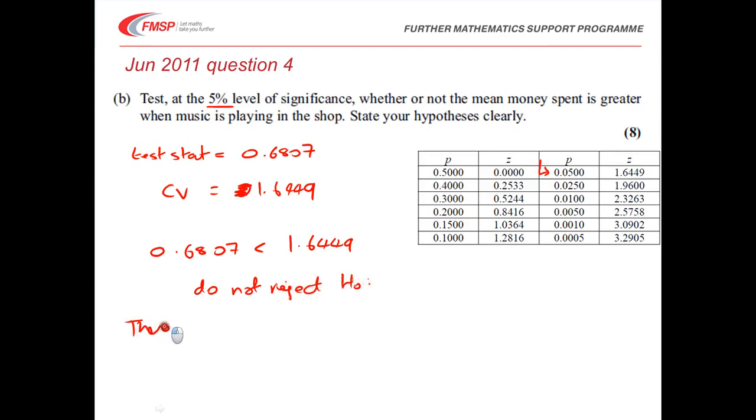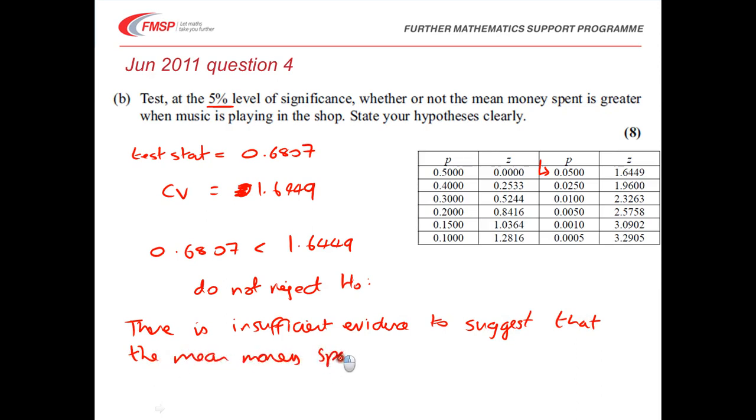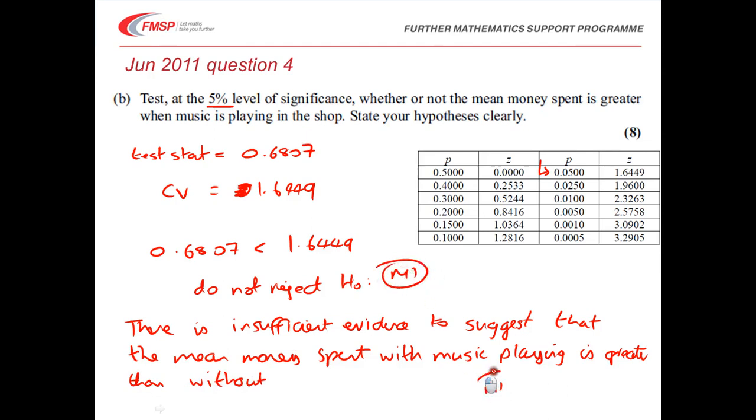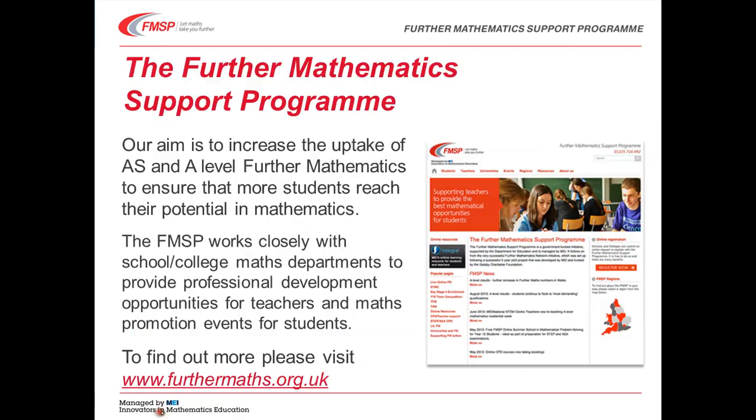Okay, there is insufficient evidence to suggest that. So that's your standard fare, and then you contextualize it. So suggest that the mean money spent with music playing is greater than without. Okay, and again, as with these, you get M1, A1 for doing the comparisons.